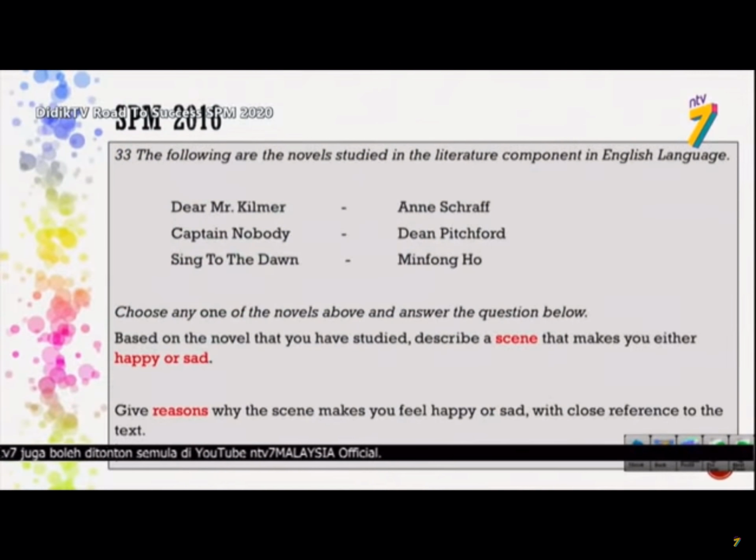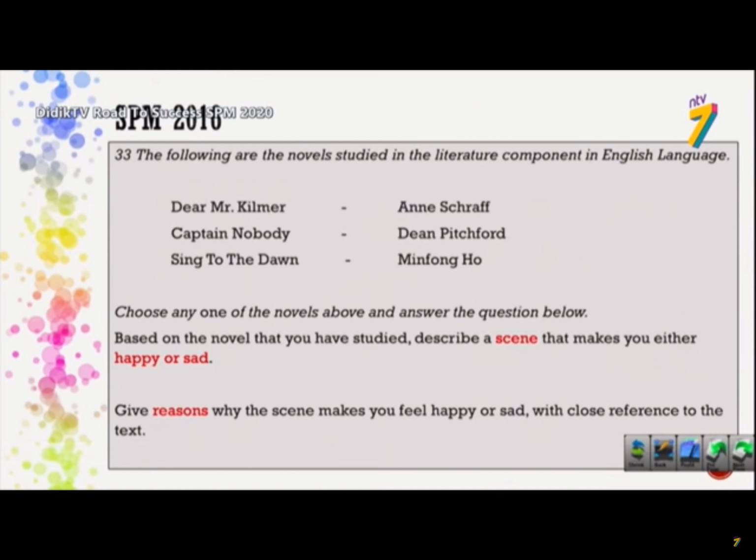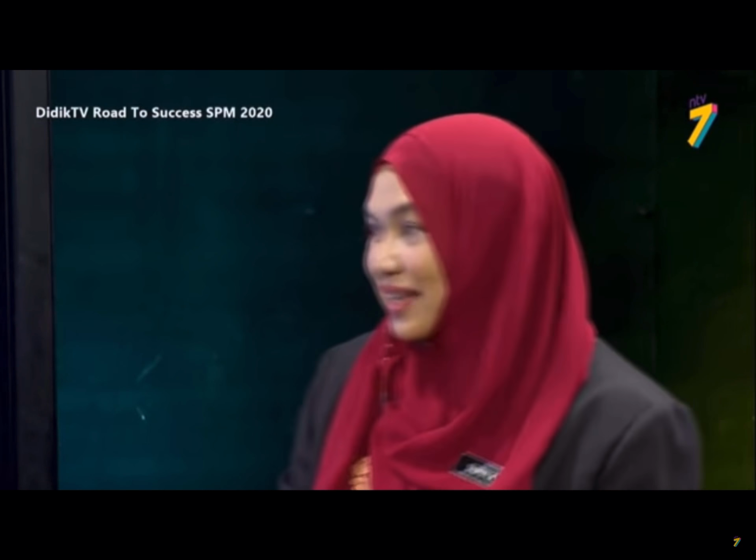Now tell me, what are the keywords, what are the things that you need to answer for this question in order for you to get at least 7 to 8 marks? We have to know the character and also the plot, like teacher said just now. And for this, we have to describe a scene. Yes, you have to break the question into parts. I always tell my students to come up with a checklist. Yes, checklist. Okay, easy one.